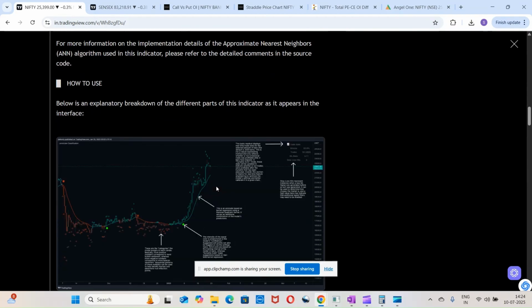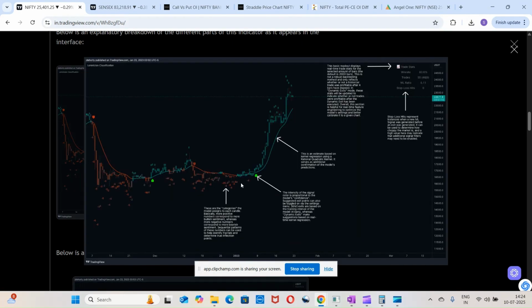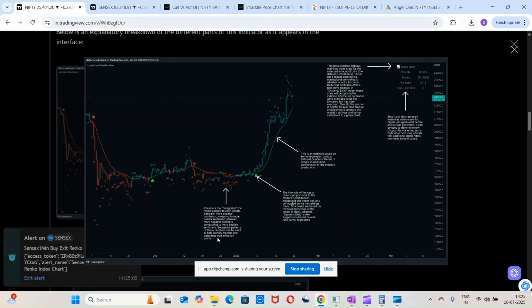How to use this indicator? These are the categories the model assigns to each candle. More positive numbers indicate bullish sentiment, whereas more negative numbers indicate bearish sentiment. Sequential patterns of these numbers can be used to help identify fractals and inflection points. Then there is also the intensity of the signal.